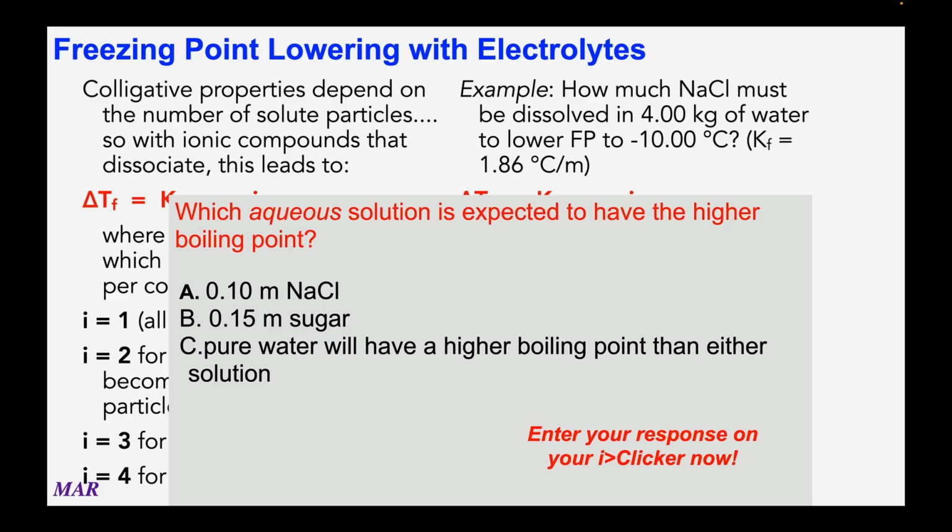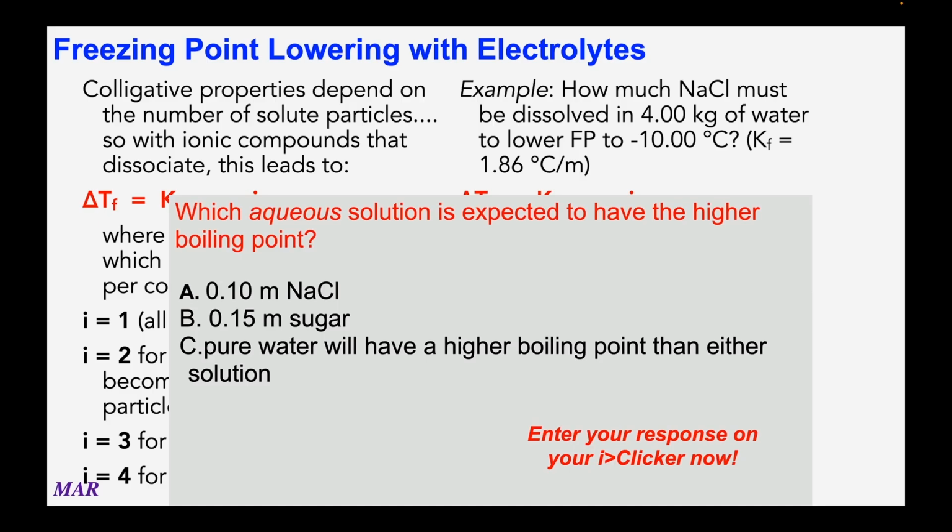So in this question, it says which one will have the higher boiling point? And there's pure water, there's the sugar, and there's the NaCl. All right. Well, delta T, which is the change to the boiling point, equals K times m times i. Remember that. Pure water should have the lowest of the boiling points.